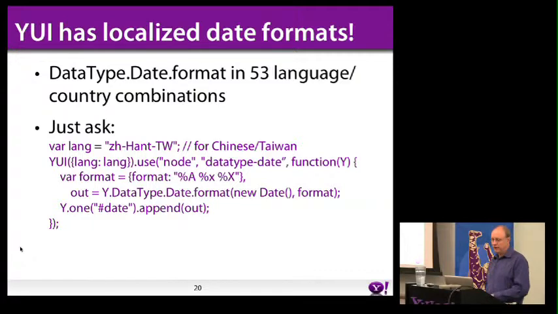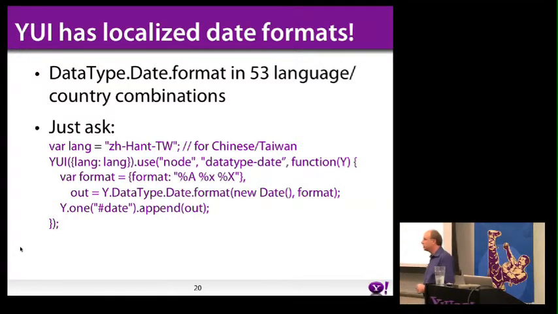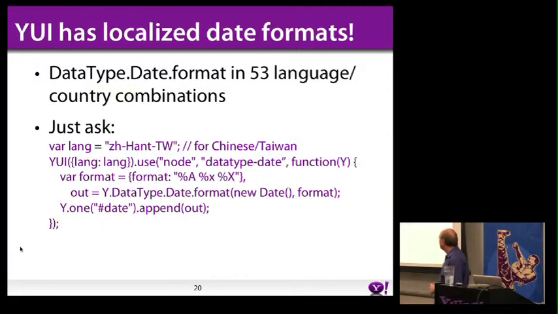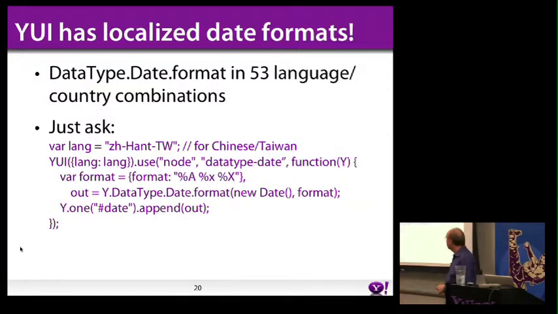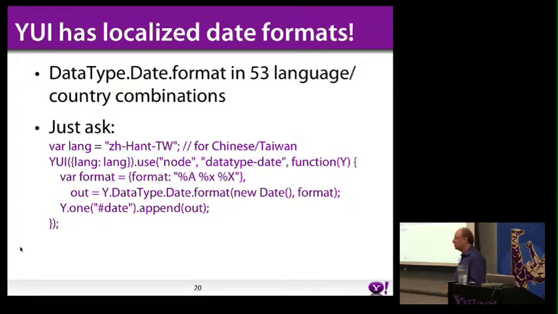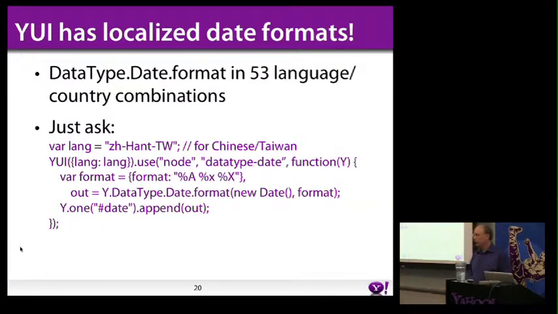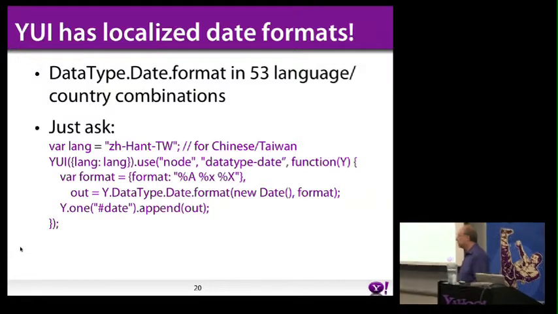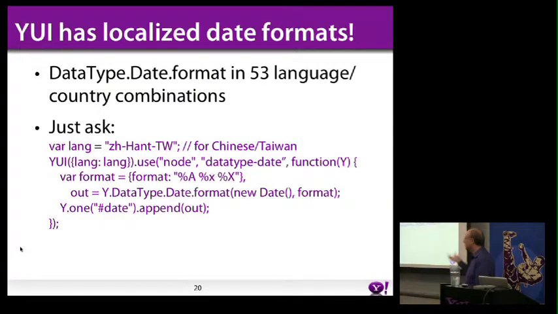So, datatype date is now localized into 53 different language-country combinations. This is the thing that Yahoo typically cares about. And the way you use it is you just specify the language you want to use, put it into the configuration for the YUI object with which you start your life, and then in the use statement, you say, I want to use the datatype date module. By the time that module is ready, it will know about the localization for the language you've requested.